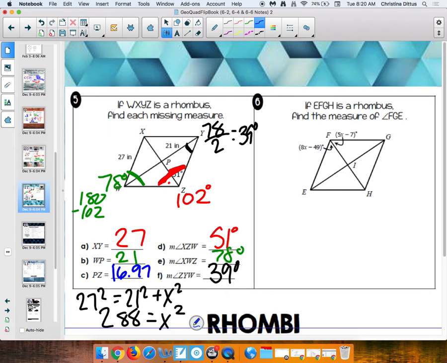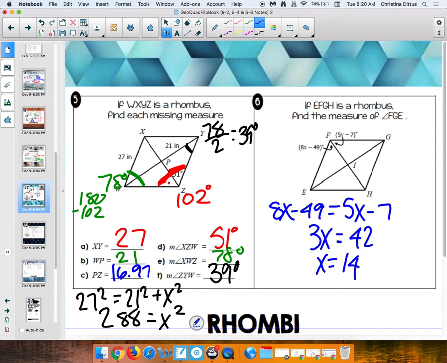Okay, what do I know about these two labeled parts? They're the same, so we should set 8x minus 49 equal to 5x minus 7. Subtract 5x, we get 3x equal to 42. So x is, we should get 14. But I need to find FGE, this little chunk here.